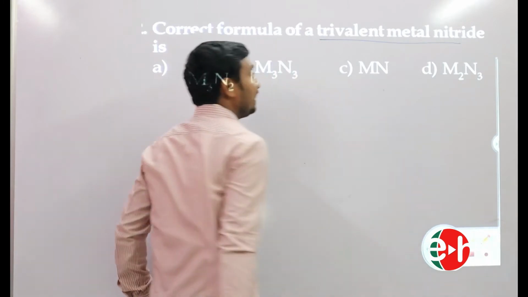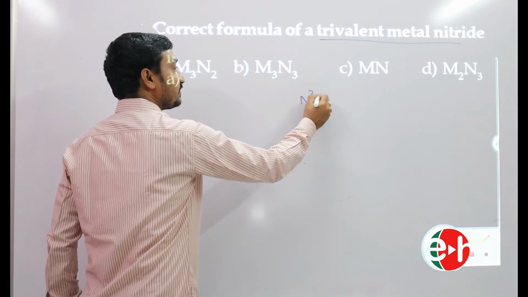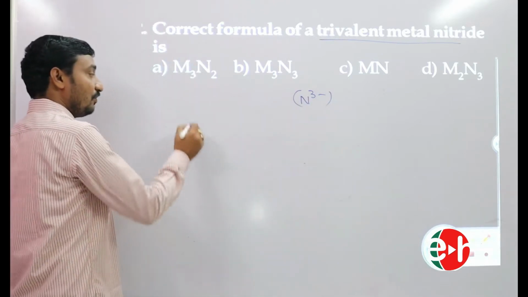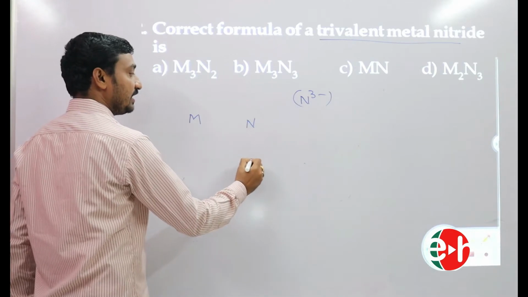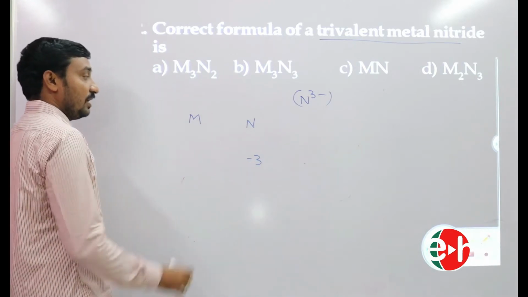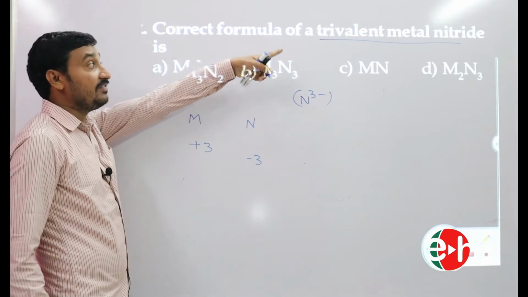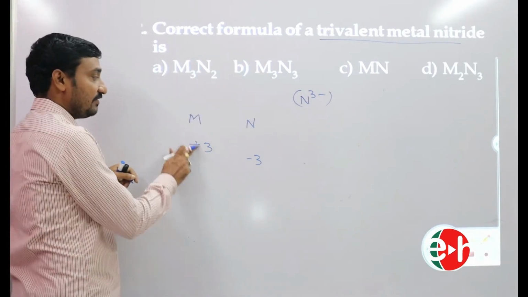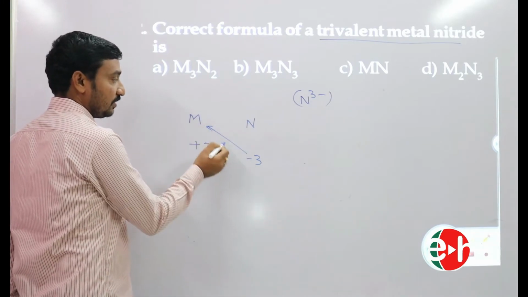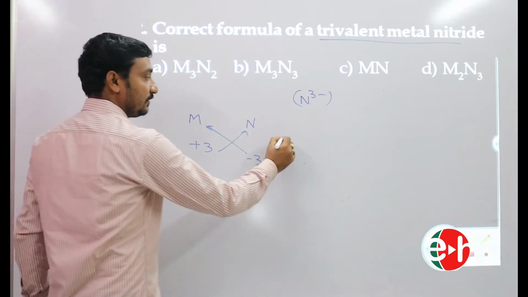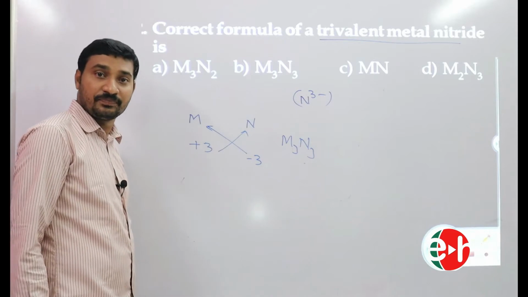Trivalent metal nitride. You know the nitride ion formula is N3-. One metal M is given. We know the charge on nitride ion is -3. The metal is trivalent, +3, already given in the question. Crisscross formula: M3N3. Is it the correct formula?